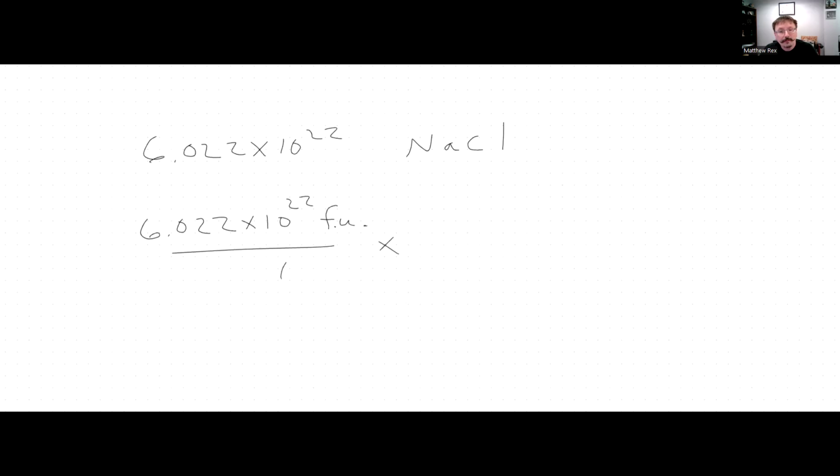All right, what's the mass of 6.022 times 10 to the negative 2 formula units of sodium chloride? Well, we have to figure out how many moles that is. So to do that, we would divide the number of formula units here by Avogadro's number. Some of you may have noticed this is just 1/10 of that. So we have 0.1 moles.